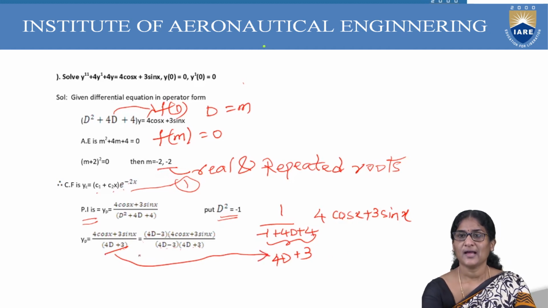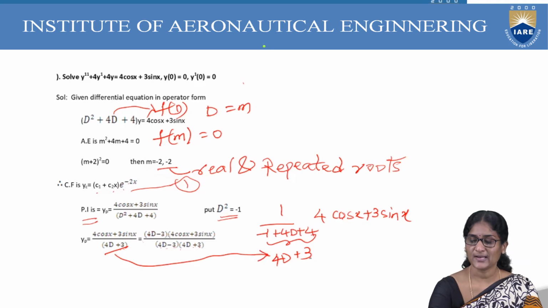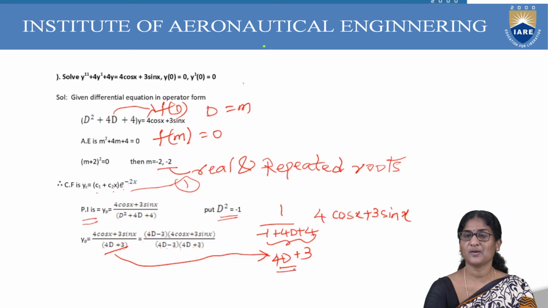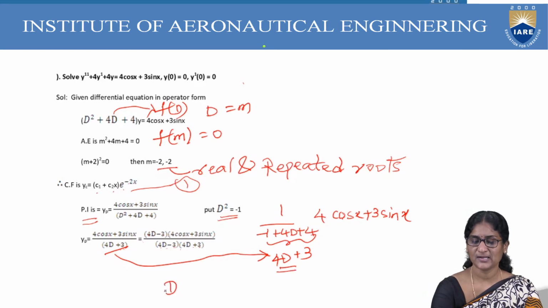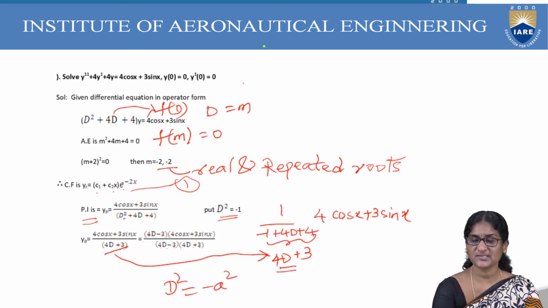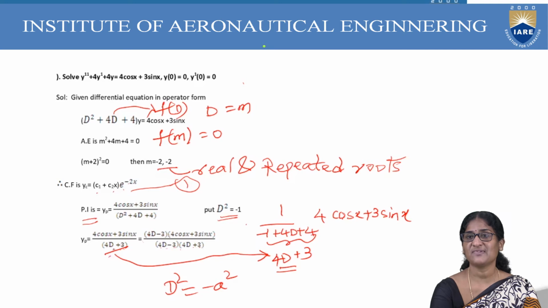Now again, this operation has to be done until this d value is completely eliminated. I have only one procedure, that is d square is equal to minus a square. I have to substitute this, but I don't have d square here. In the first stage I had d square, so happily I substituted d square is equal to minus 1. But in the second stage, I don't have a d square term.